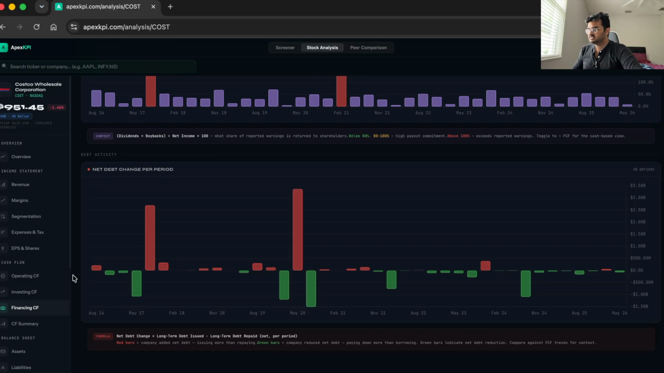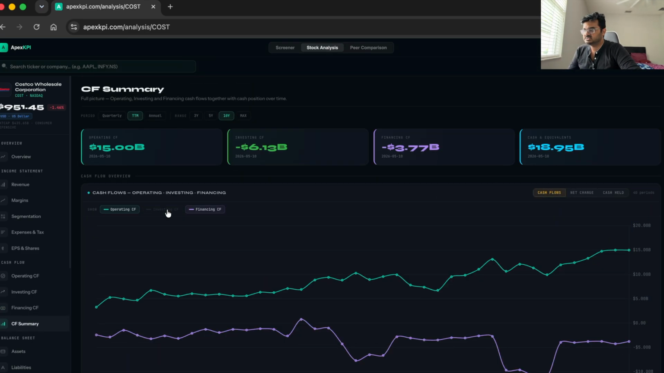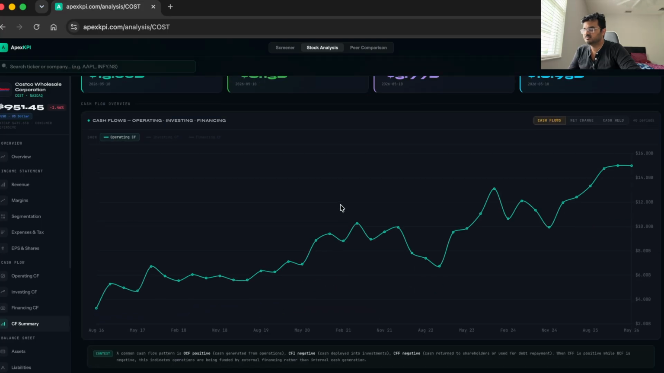So now we have discussed in detail all the three cash flows, and finally we could see the cash flow summary. The cash flow summary is nothing but just the three numbers, the first being operational cash flow. For any growing business, I would expect this number to grow. Yes, from 2016, it was $3.29 billion. In the most recent quarter, it is $15 billion.